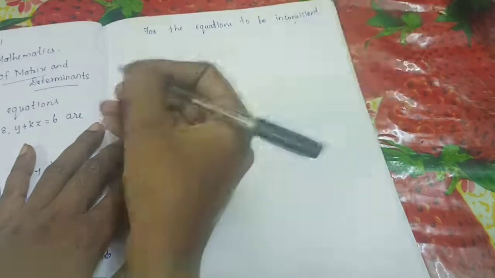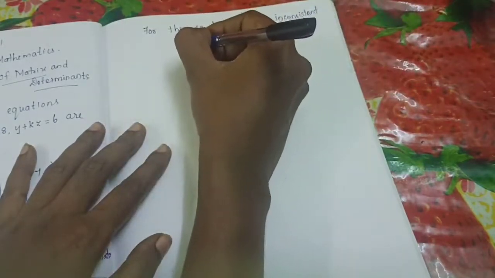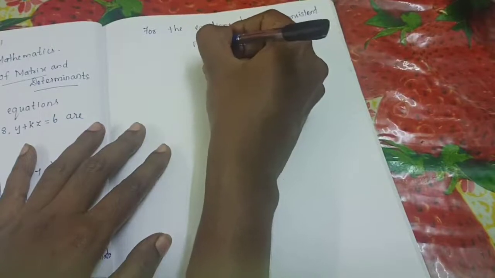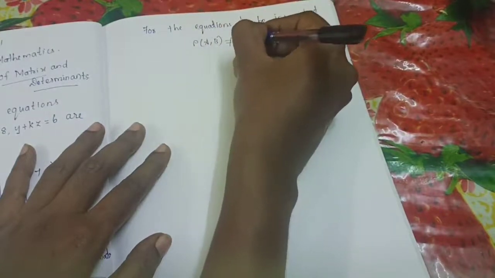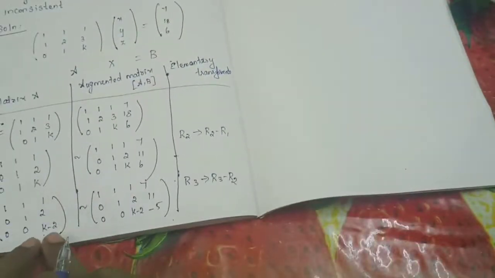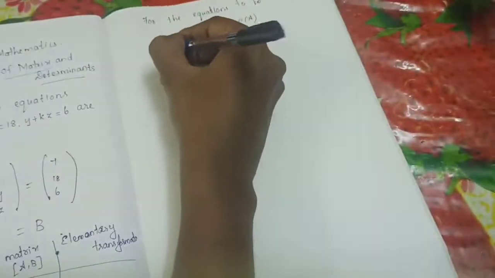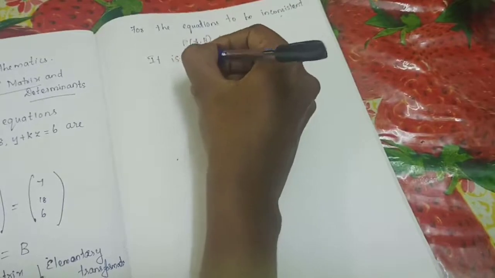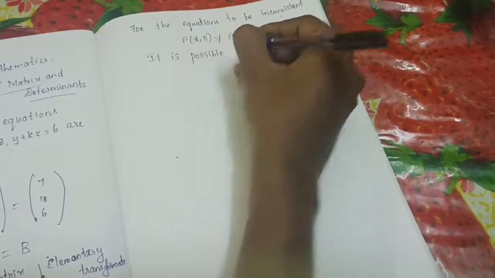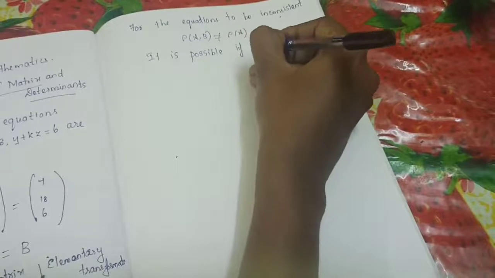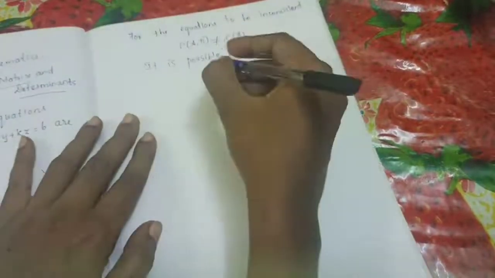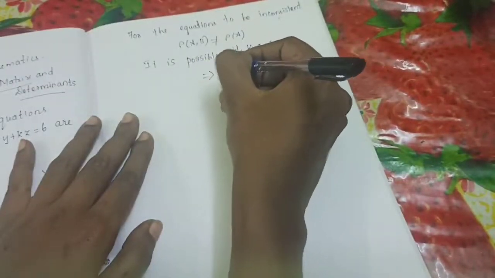If the equations are to be inconsistent, it means rank of [A|B] is not equal to rank of A. So rank of [A|B] is not equal to rank of A means K minus 2 is equal to 0. Therefore it is possible if K minus 2 is equal to 0, which implies K is equal to 2. This is the answer.